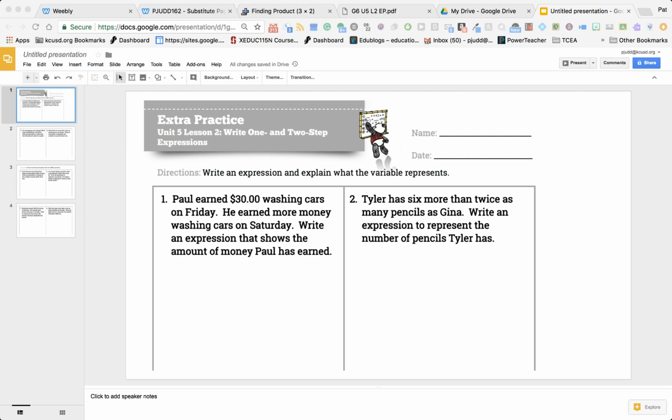Good morning. Today we're going to be working on the extra practice page. So what I need you to do is take out a sheet of binder paper, and I need you to put your heading at the top and write extra practice. Do that now. Your heading at the top and extra practice.